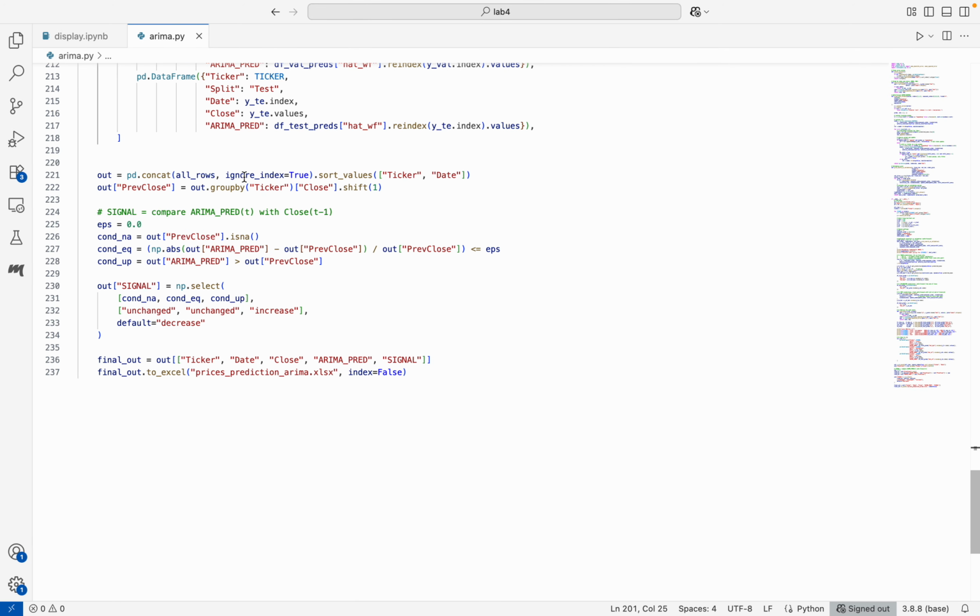And we also set up a trading signal that compares the ARIMA prediction at time t with the actual close price at t-1. And we saved all the results to the prices prediction ARIMA file.